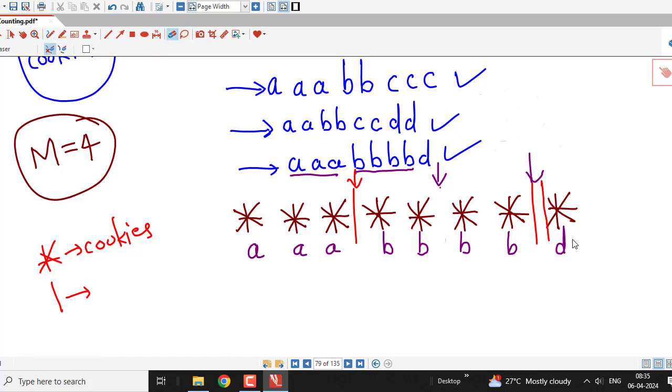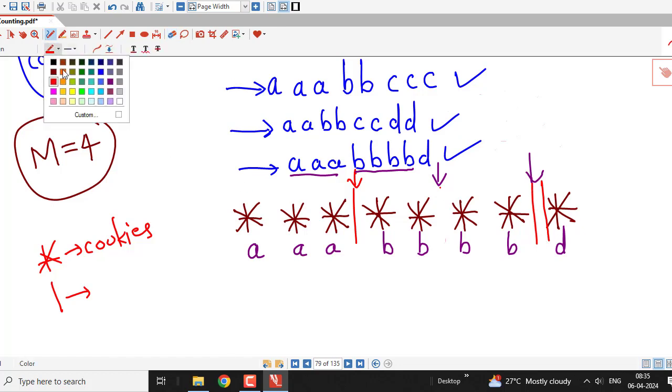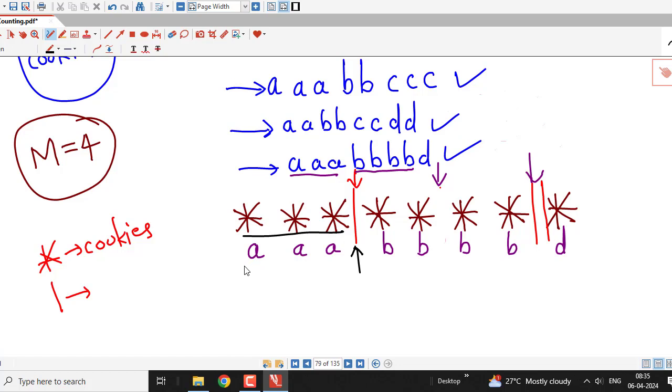and because I am having D here, we again understand that whenever we encounter a bar, we change the type of cookie. So first 3 stars for cookie of first type, that is type A, apple. Then because I am having a bar, I will change the type of cookie, and here we can see 1, 2, 3, 4 stars are there, so I will write this B 4 times.